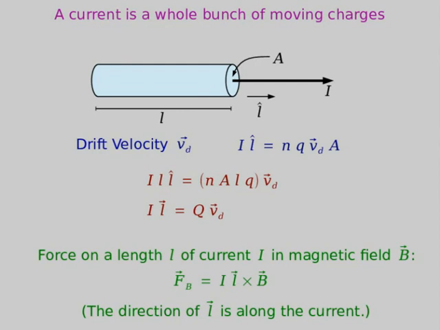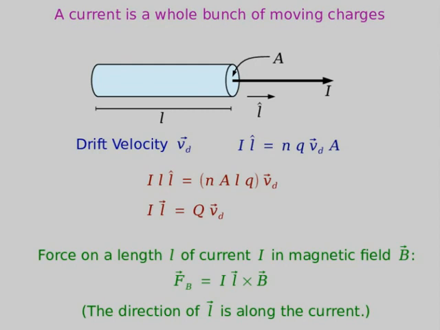So the current is just N, where N is the number density. Go back to the lecture before where we talked about the number density of charge carriers. Q is the charge on one charge carrier. A is the cross-sectional area of the wire. If you put together all of these things, I times L hat, you'll notice what I did is multiply both sides by L. So on the left, I have N times A times L times Q, where A times L, you may remember, is the volume of a cylinder: its base area times its height. In this case, the base area is A and the height is L. So that's the total volume of this piece of wire. And N is the number density, so the number density times the volume is the number of charge carriers.